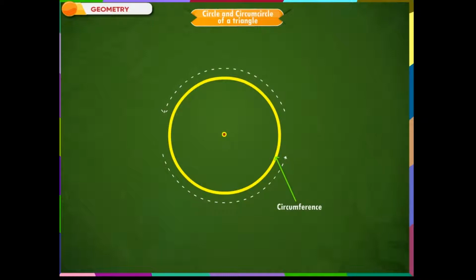The fixed distance from the fixed point is called the radius. The diameter is the length of the line through the center that touches 2 points on the edge of the circle. We learnt about triangles and their parts. Here we have learnt about circles and their basic parts. Let us now learn about the circumcircle of a triangle.